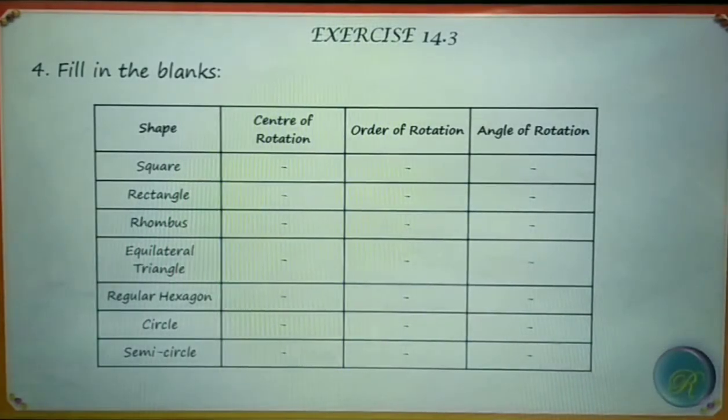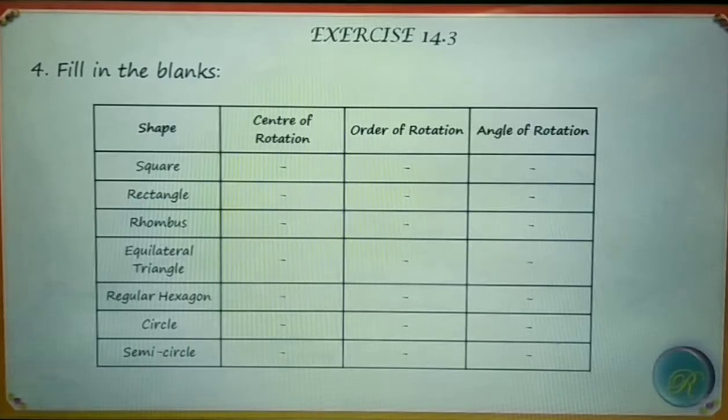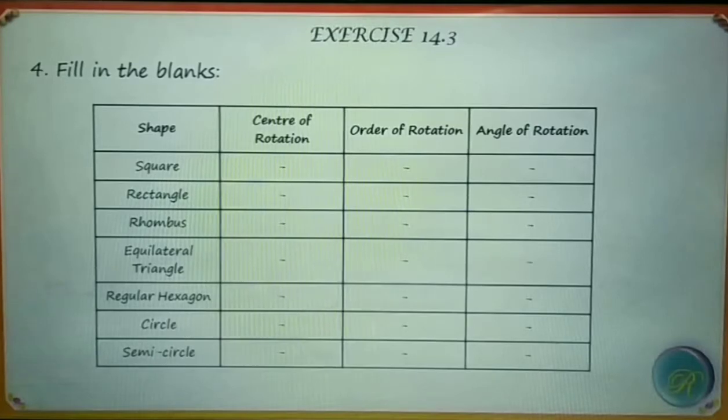Question number 4. Fill in the blanks. Here you can find 4 columns: shape, center of rotation, order of rotation, angle of rotation. The shapes are square, rectangle, rhombus, equilateral triangle, regular hexagon, circle, semicircle. Solution.